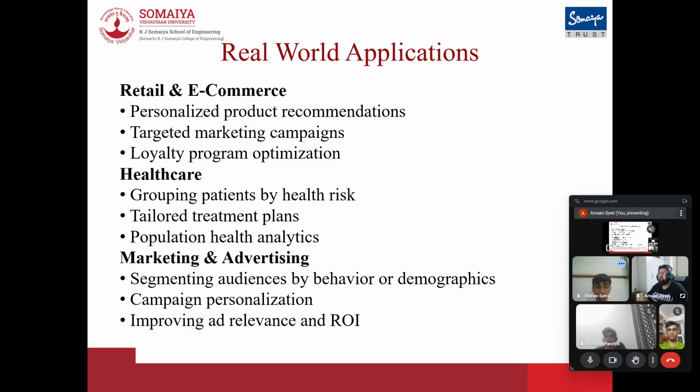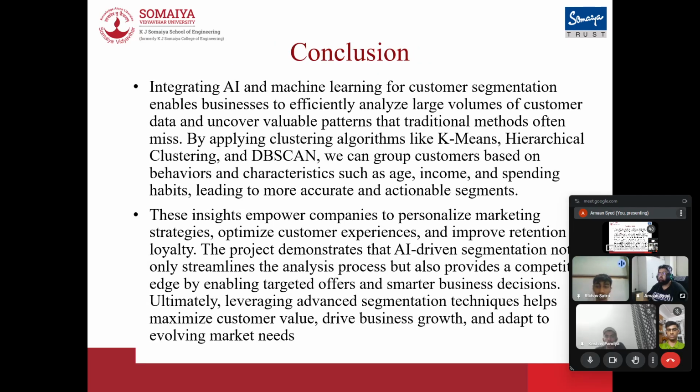So to sum it up, clustering helps businesses turn simple customer data into valuable insights. By grouping people based on spending patterns, income, or age, companies can target their services. This not only improves customer satisfaction but also boosts business performance. It's like organizing books in a library by genre instead of randomly. When things are grouped meaningfully, everything becomes easier to navigate and much more effective. So our project shows how AI can power this kind of smart organization.